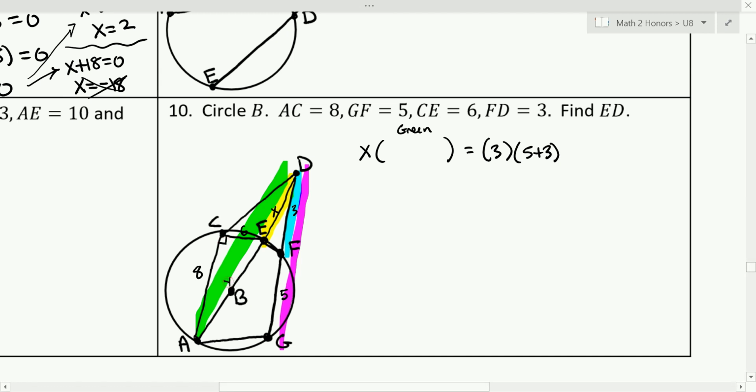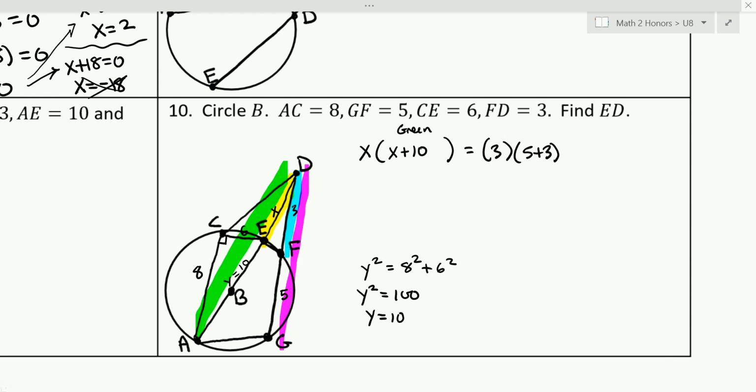I'll call it y right now. So we have y squared is equal to 8 squared plus 6 squared, which is 100. So y is going to be 10. So what's the green length? Not 10, X plus 10. Careful there, okay? Now we have a formula that we can use to solve for X, and X is what we're actually after, and we got it.